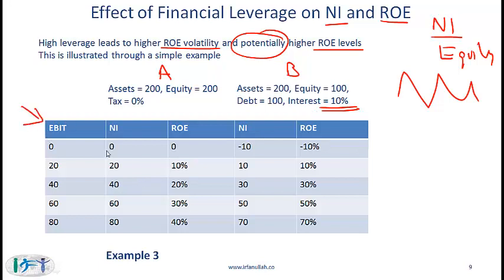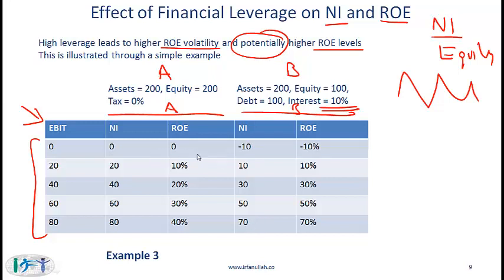What this table simply shows is, for both companies, on the left, we have company A and on the right, we have company B. So for both companies, we have a given EBIT. This EBIT is the same for both companies. And we are computing the net income for both companies and the ROE for both companies. The EBIT is the same, but net income will not be the same because company A does not have interest, so net income is the same as EBIT. But with company B, there is debt, so there is interest expense, and net income will obviously be lower.